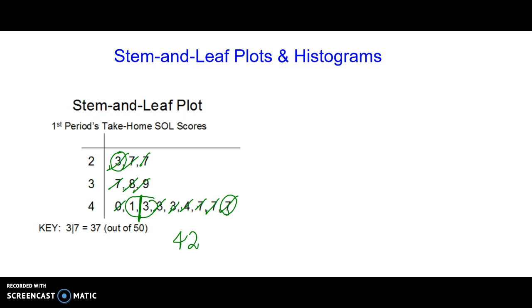You could also calculate the mode by simply finding the number that occurs most often. For this set of data, there are two modes, 43 and 47, because they both occur 3 times. Now let's take a look at this data in a histogram.